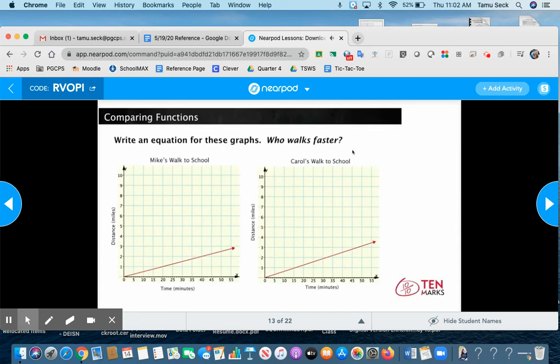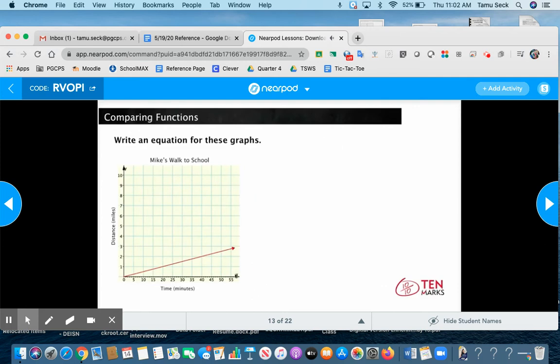Who walks faster? So the strategy we'll use is by first examining these graphs, which show how fast Mike and Carol walk to school. Use each graph to come up with an equation for the function represented. Then find the rate of change for each and compare. So let's start with Mike's graph.